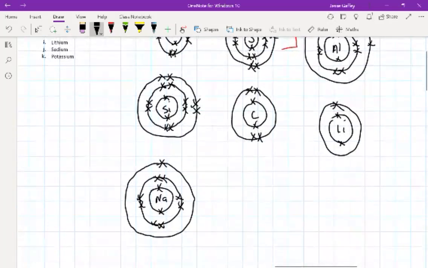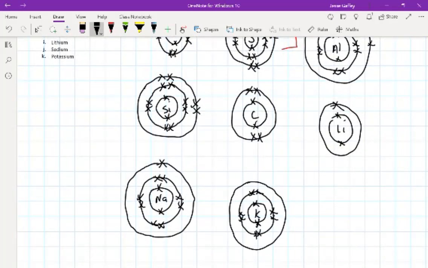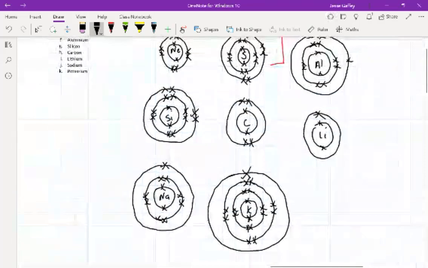The next one is potassium, symbol K. 2 in the first shell, 8 in the second shell. Now let's stop and check. For potassium, we need 19 electrons altogether. Its atomic number is 19. It's got 19 protons, 19 electrons. So I've drawn 10 so far. I've got 8 in the third shell. That gets me to 18. And finally, 1 more in the fourth shell. That gets me to 19.